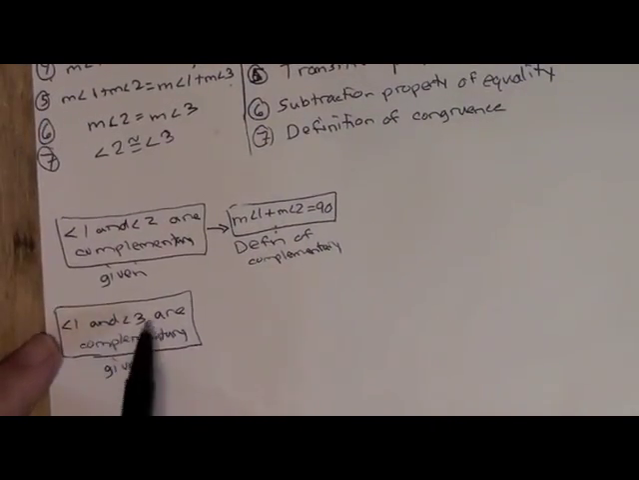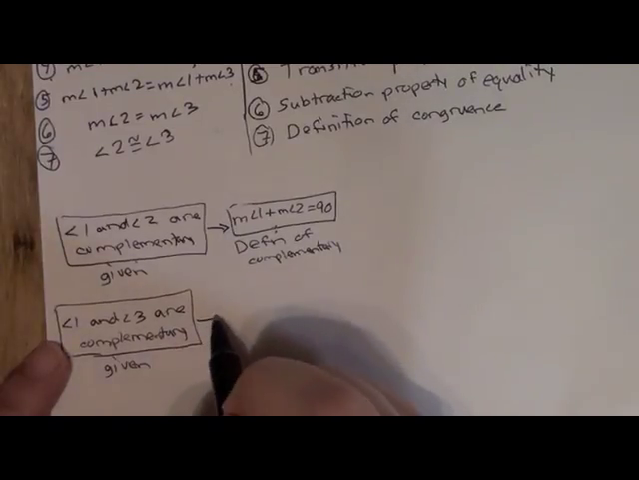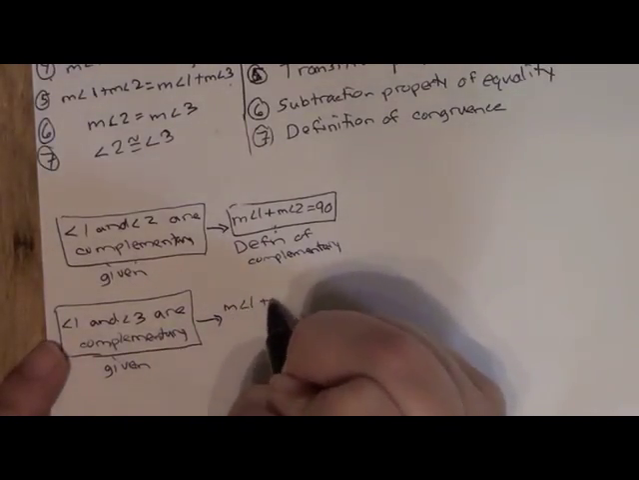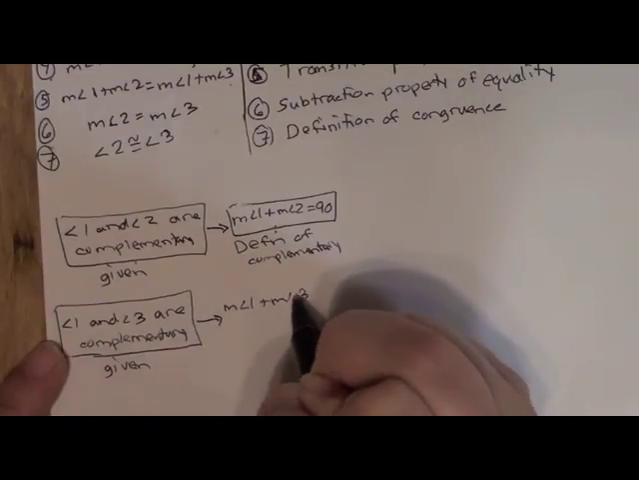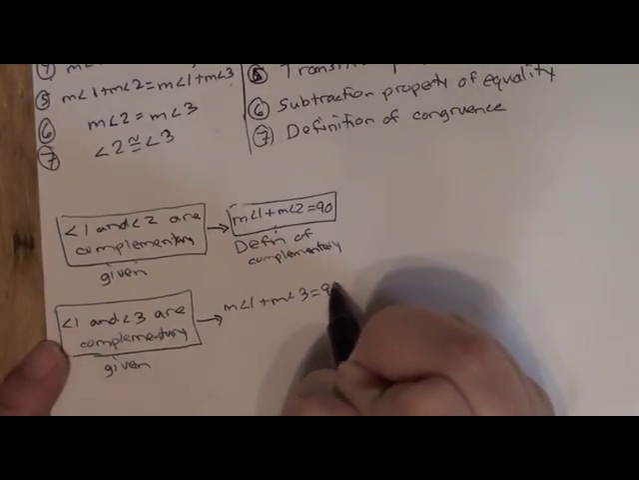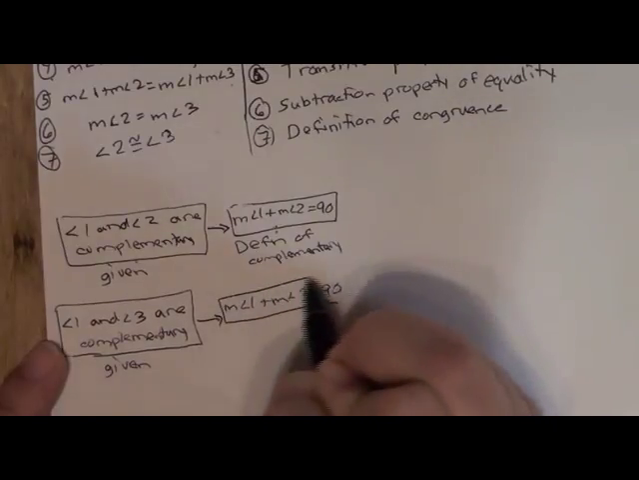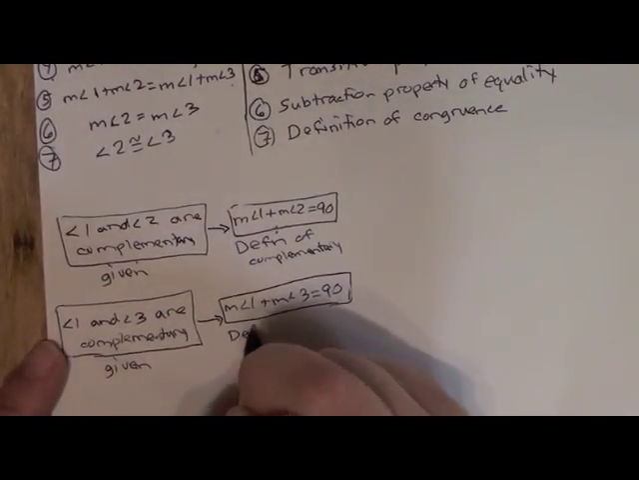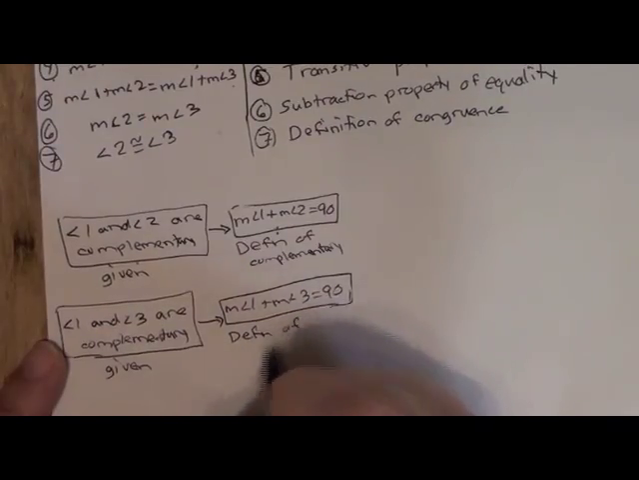Now, so what? Angle 1 and angle 3 are complementary. What did that tell us? Well, that told us that the measure of angle 1 plus the measure of angle 3 equals 90 degrees. And the reason for that was the definition of complementary.